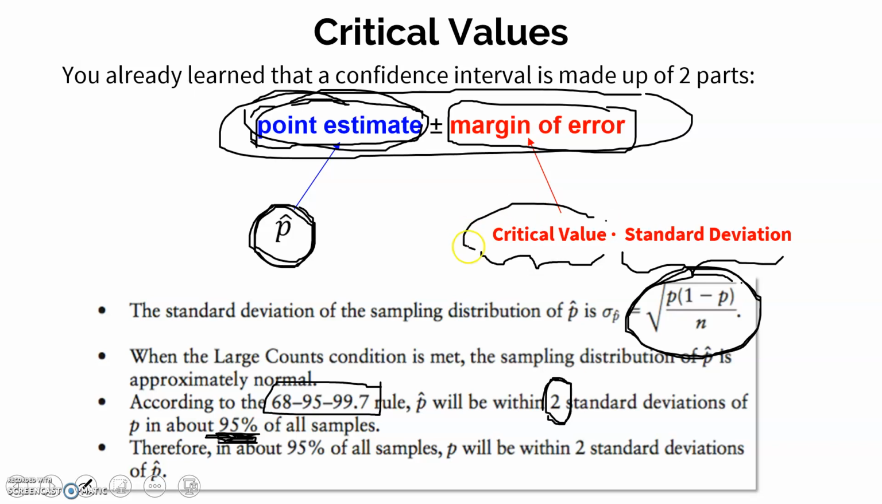But right now, the important part is, what's the critical value? How do we figure that out? So that's what we're going to look at next.